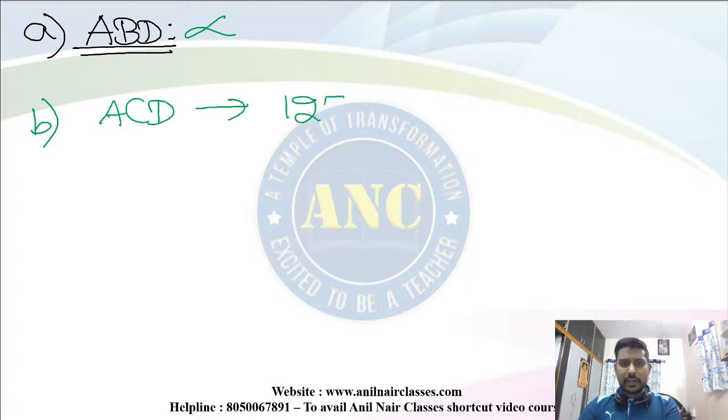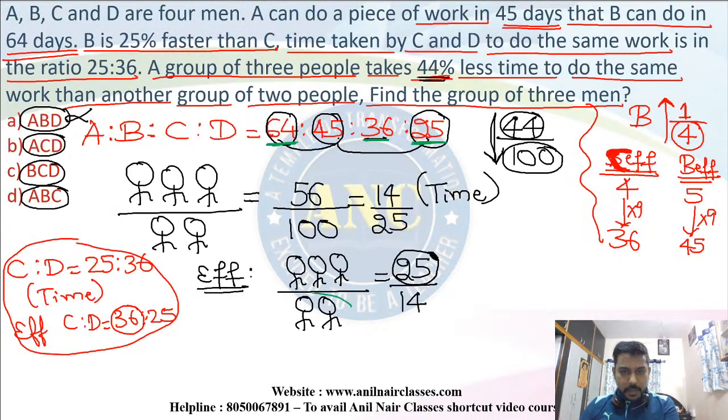So you got it as 125. And you should choose the denominator as a two-people group. And this two-people group should be such that it is also a multiple of 14. Now, see which two people will give you a multiple of 14.